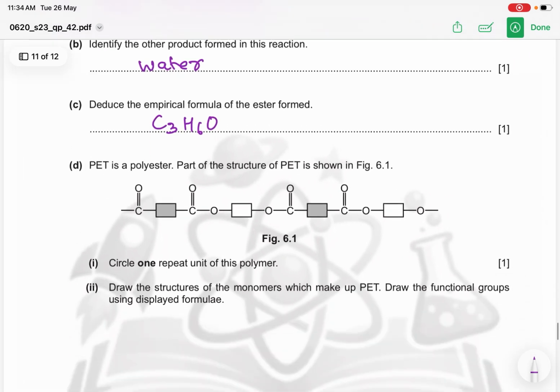Next, PET polyester, part of the structure of PET is shown. Circle one repeat unit of this polymer. So the one repeat unit will include one carboxylic acid monomer, one alcohol monomer and one linkage of ester, which we can consider like this.